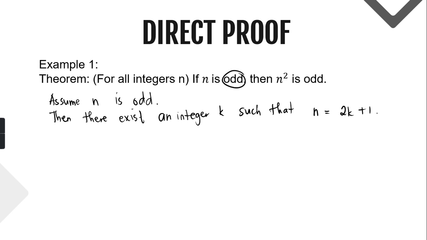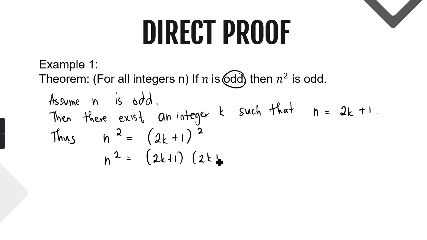Now, let's move on, no. Okay, so meron na tayong assumption and we already have our definition. So, thus, n squared, n squared po, is equal to (2k plus 1) squared. And then, perform lang natin siya, no? So, n squared is equal to (2k plus 1)(2k plus 1) using the FOIL method. So, we will have 4k squared plus 4k plus 1. So, that is our n squared.